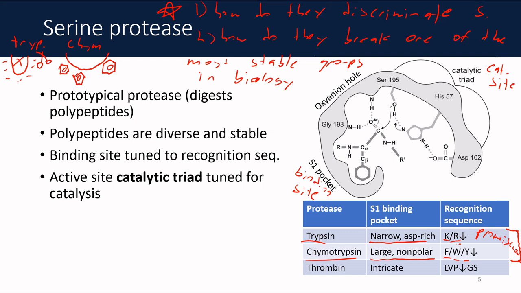Now let's take a look at thrombin. We talked about this last lecture. It is a protease, but it's not a digestion protease. It is a blood clotting protease. We do not want this to be promiscuous. We want it to only cut a peptide segment within fibrinogen. So this is a specific enzyme. And therefore, its binding pocket is not going to be simple. It's going to be very intricate.